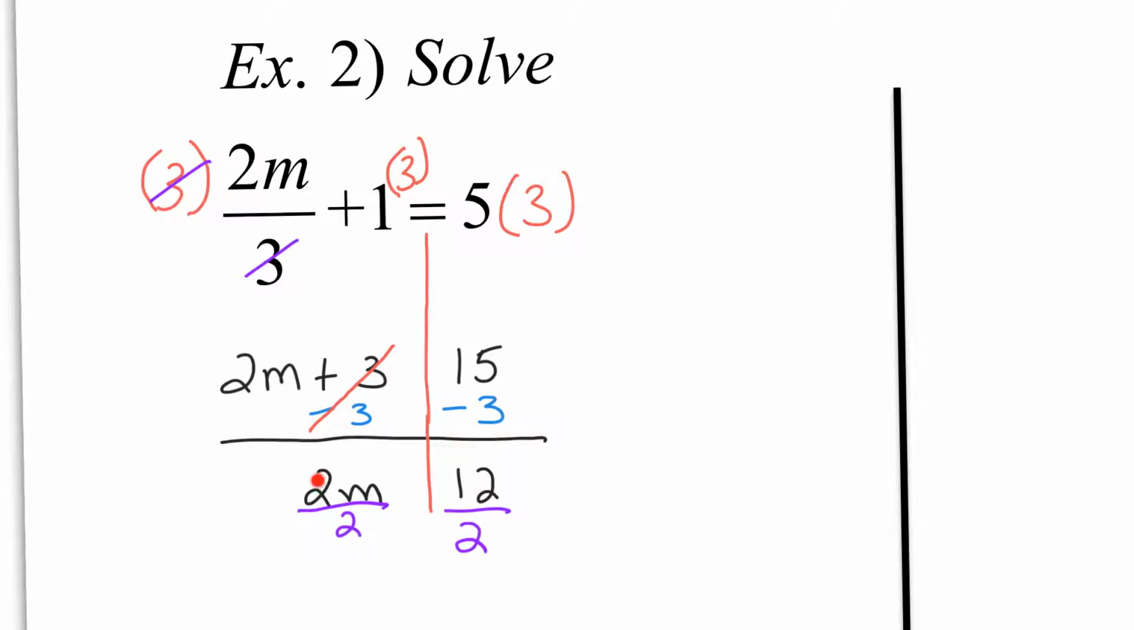Here, the 2 over 2, that turns into 1. So I don't need to put a 1, but I'm going to show you guys that this would turn into 1 here. And you just bring down the variable 1m. You don't need that 1 in front of the m. So here's the m equals, and 12 divided by 2 is 6. So my answer is m equals 6.